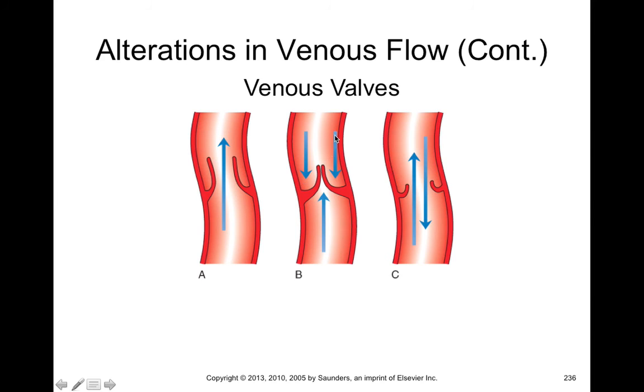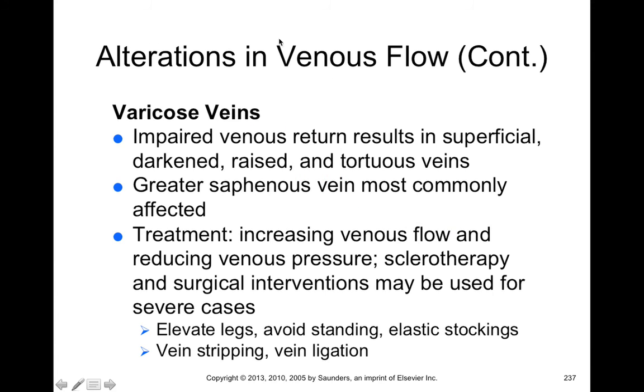So normally these venous valves are just these little infoldings of tunica intima that once they close off, they prevent the backflow of blood. But over time, if these valves have an excessive amount of stress, they can start to fail, and instead of preventing backflow of blood, they might allow the backflow of blood. So that means that venous blood can start to engorge and accumulate in veins of your extremities, which can lead to varicose veins. Now, varicose veins are where you have impaired venous return, which can result in superficial or darkened and raised tortuous veins.